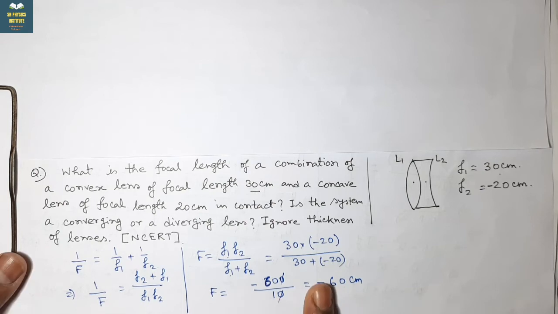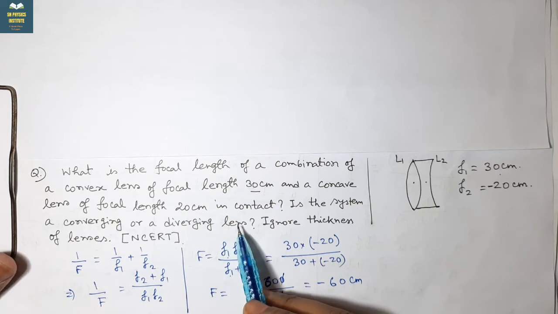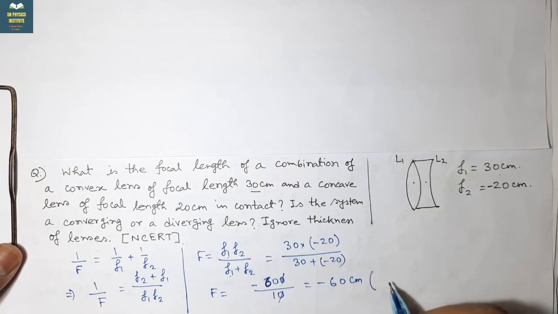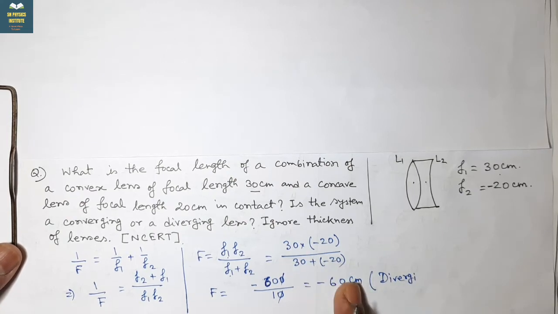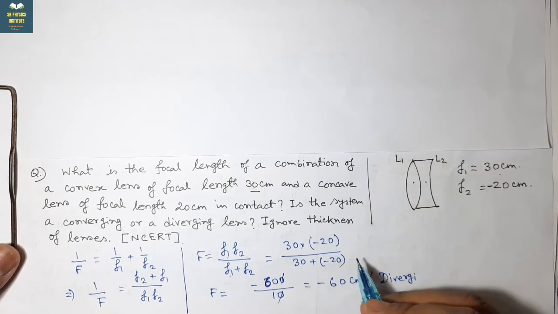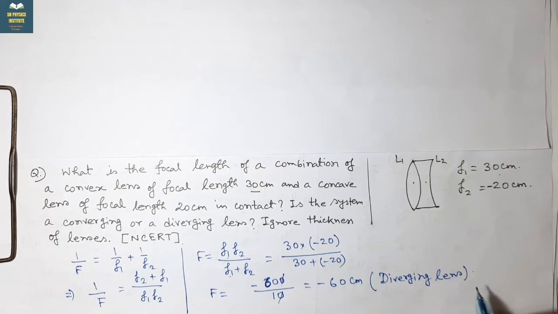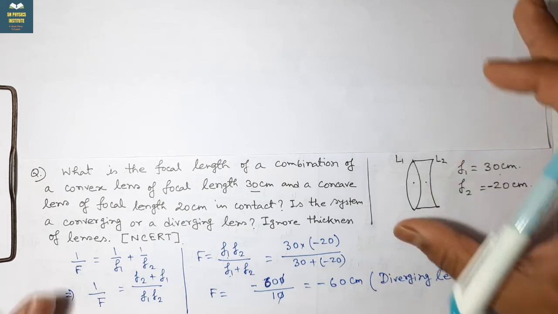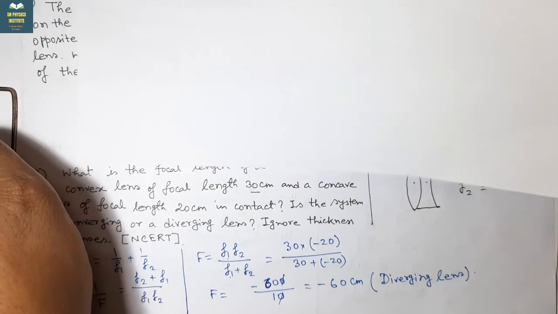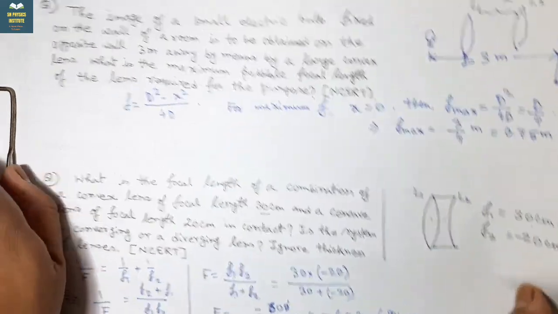So what does this minus signify? Converging or diverging? Your answer will be that this is a diverging lens, because minus signifies that the nature is concave. So this is your diverging lens. So this way. Okay, if you understood this one, now the next problem.